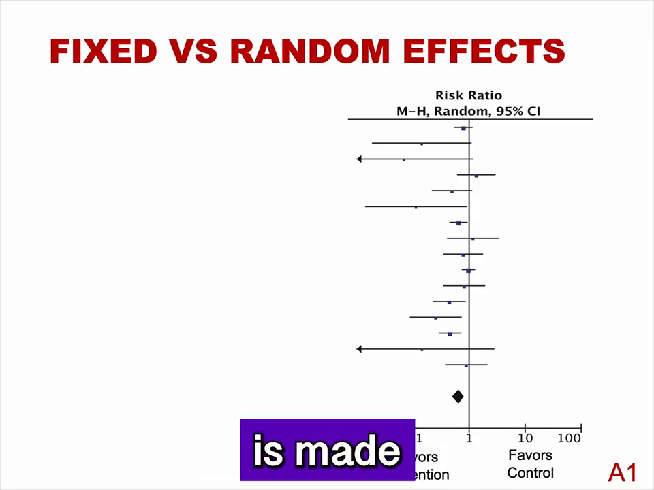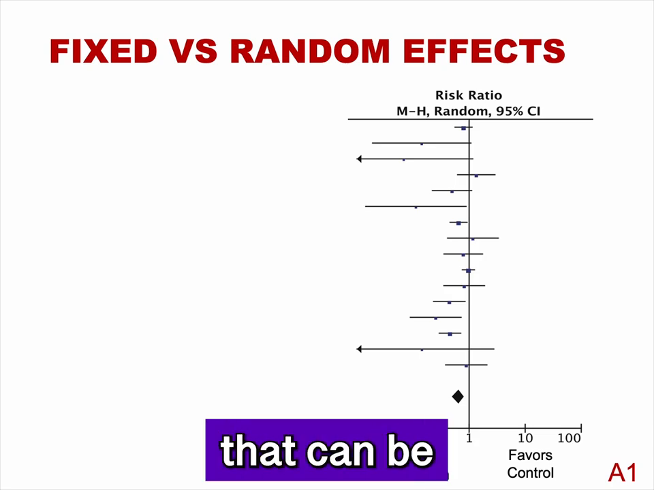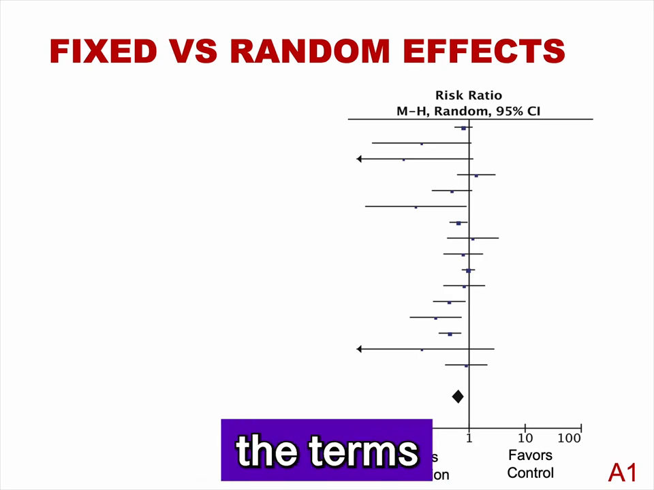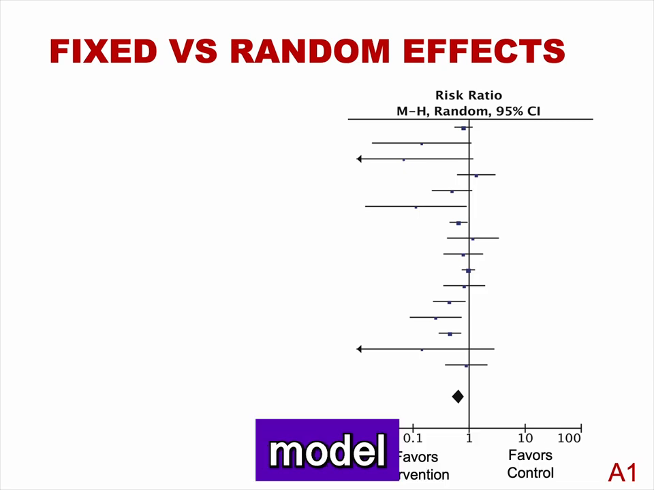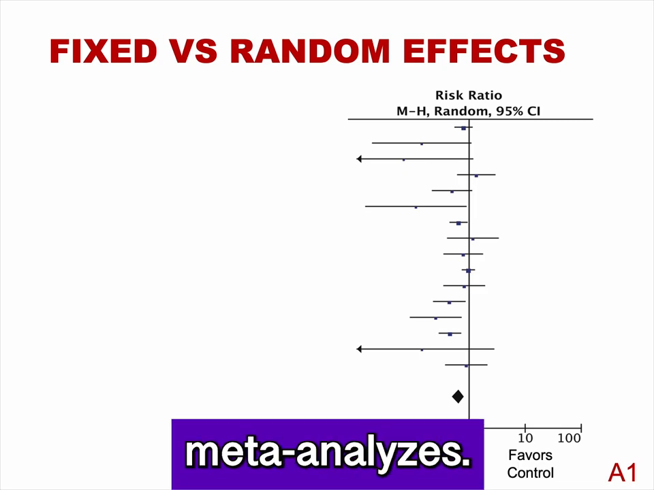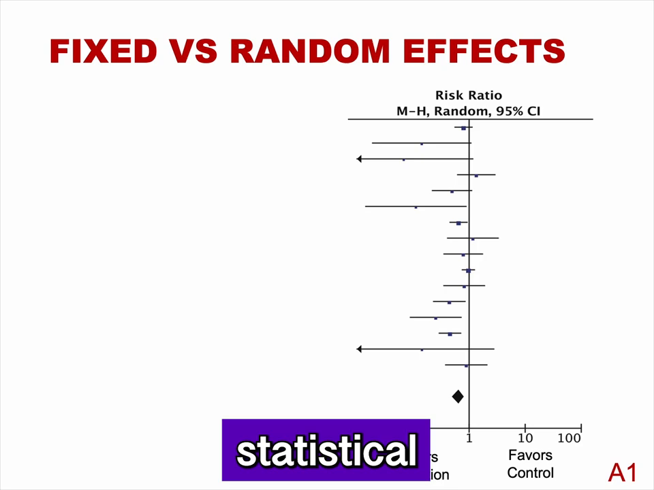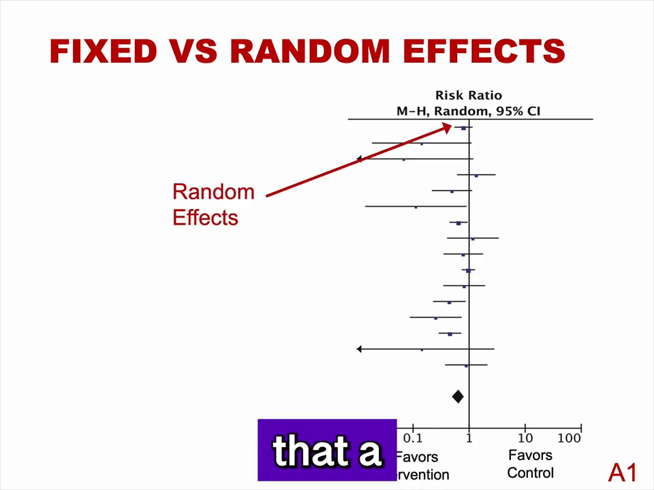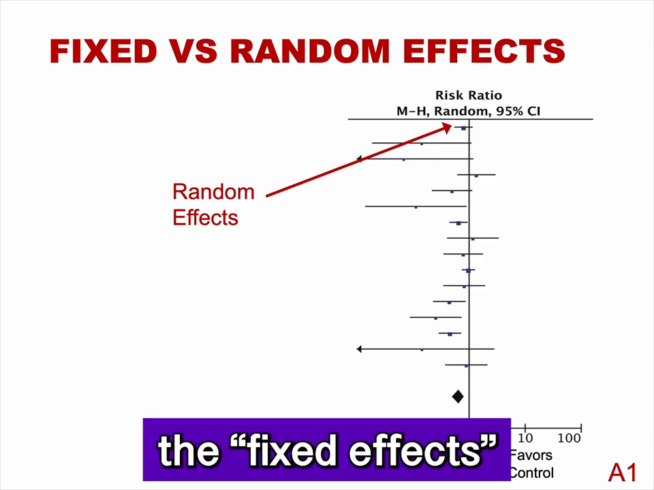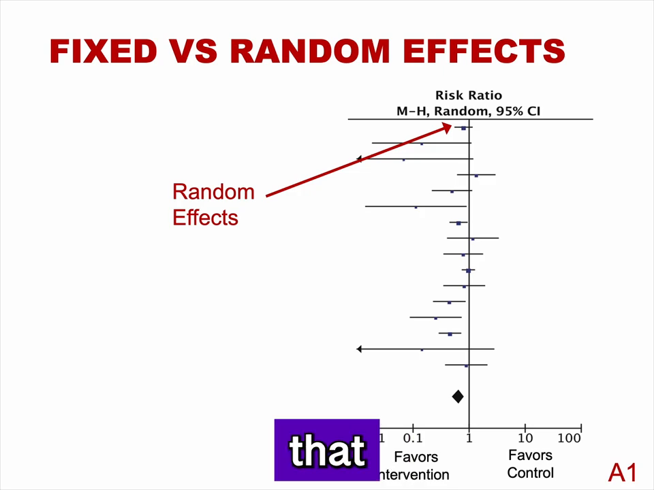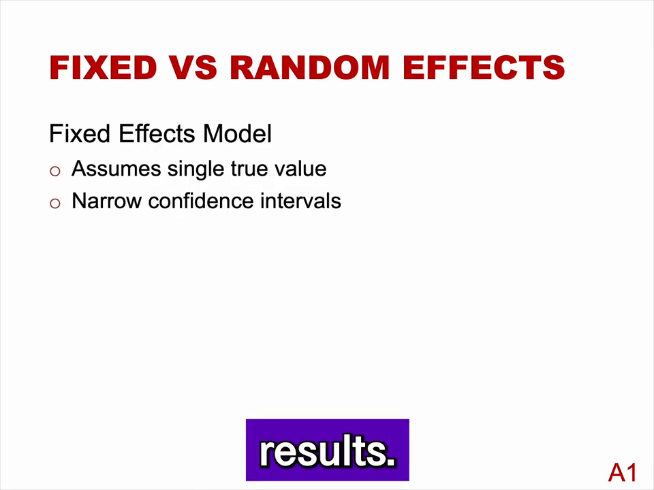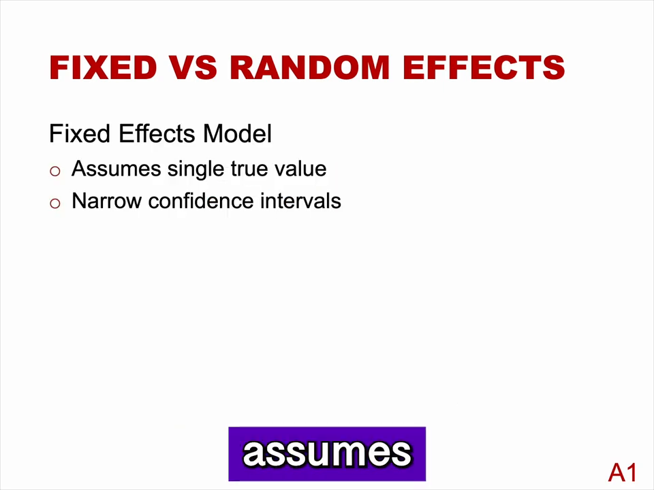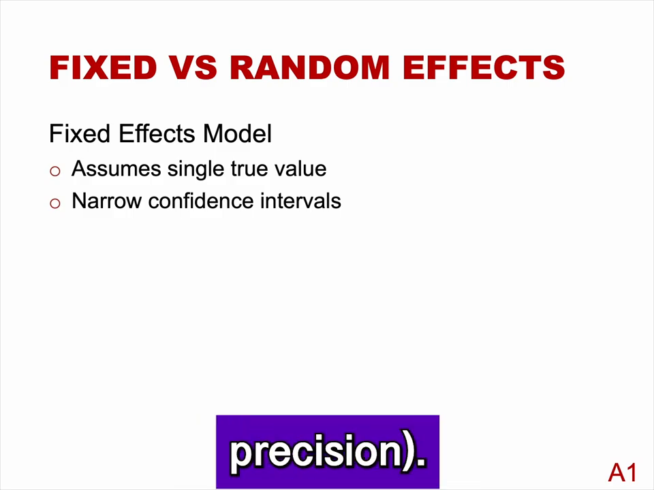Once the decision is made to combine the results, there are multiple methods that can be used. You will see the terms fixed effects model and random effects model attached to the summary statistics of most meta-analyses. These indicate the statistical approach that was used to combine the data. This forest plot indicates that a random effects model was used. There are a variety of statistical methods using both the fixed effects and random effects models that generally yield similar results. The fixed effects model assumes a single true value and generates narrower confidence intervals with greater precision.